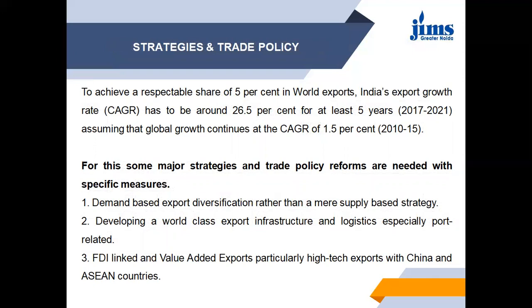Now, strategies and trade policies to achieve a respectable share of 5% in the world's exports. India's export growth rate CAGR has to be around 26.5% for at least 5 years, 2017 to 21, assuming that global growth continues at the CAGR of 1.5% from 2010-15. For this, some major strategies and trade policy reforms are needed, like demand-based export diversification rather than a mere supply-based strategy. Second, developing world-class export infrastructure and logistics, especially port-related infrastructure. Then FDI-linked and value-added exports, particularly high-tech exports with China and Asian countries.